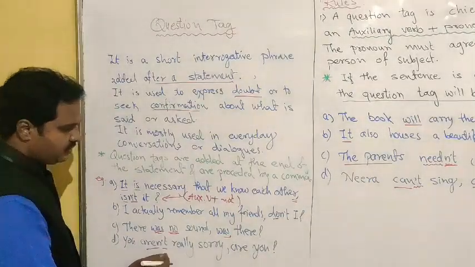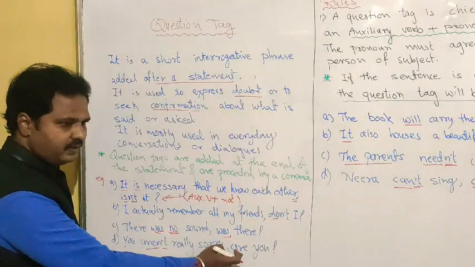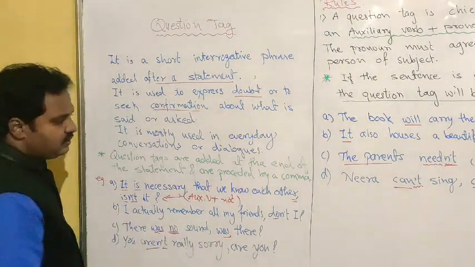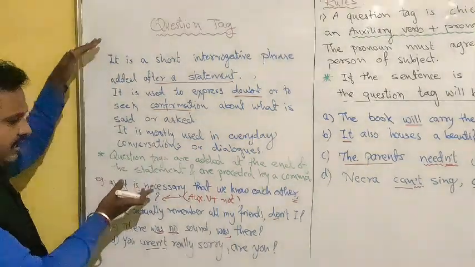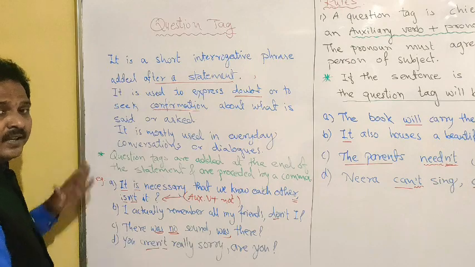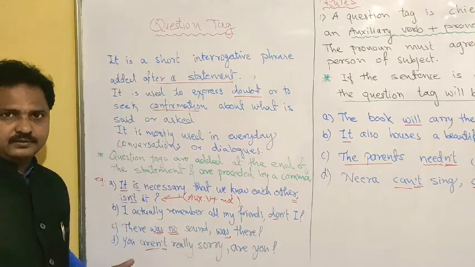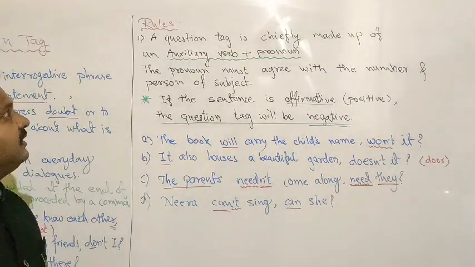Are, is there; not is used, so no use of not here, then you is there. So this is a question tag, a statement with a question tag, and these are some examples of that one. Let us see the rules here. So see the rule here.